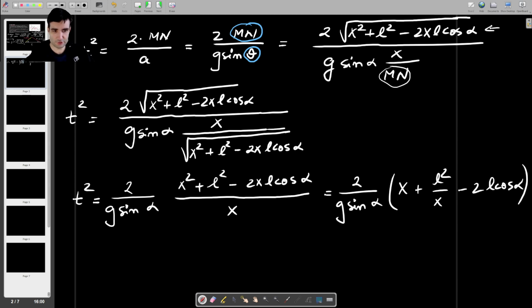Okay, so we've expressed time, or time squared, in terms of x. So the only part which contains x in our expression on the right hand side is what I just circled in yellow, and this is the only thing that we have to minimize. So let's call this f of x.